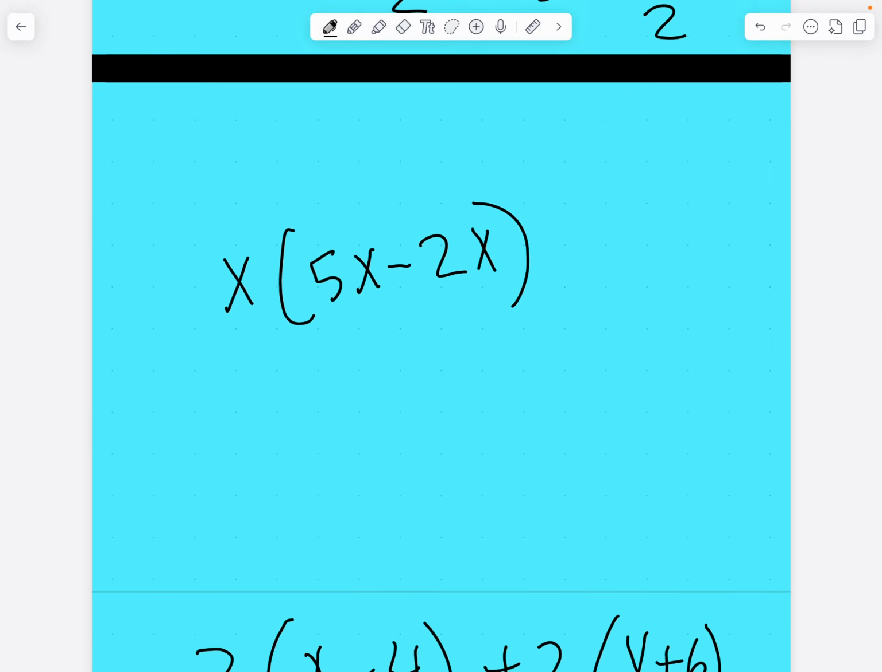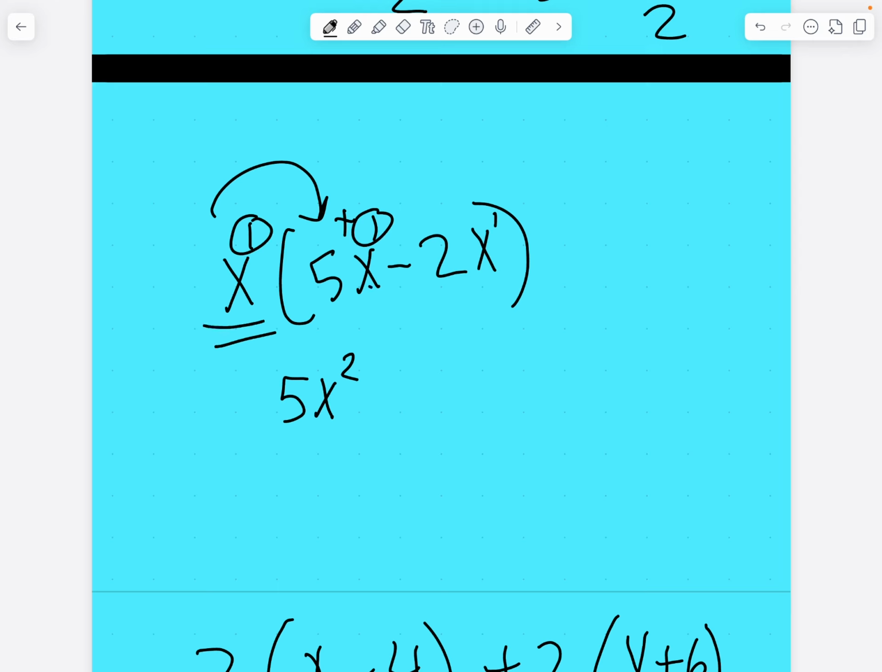So with this problem, we have a variable on the outside. And what we're going to do is multiply x times 5x. So we have 5 times x to the second. Now you may be saying, how did you get to the second? When you have exponents on variables, you have to add them, right? So we have 1 plus 1, which is 2.